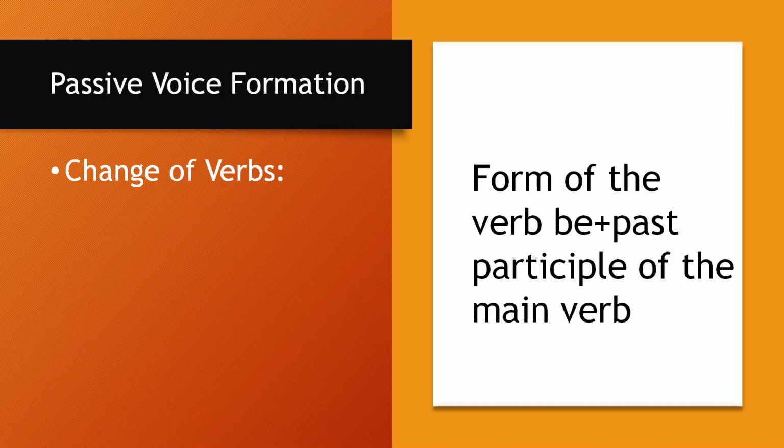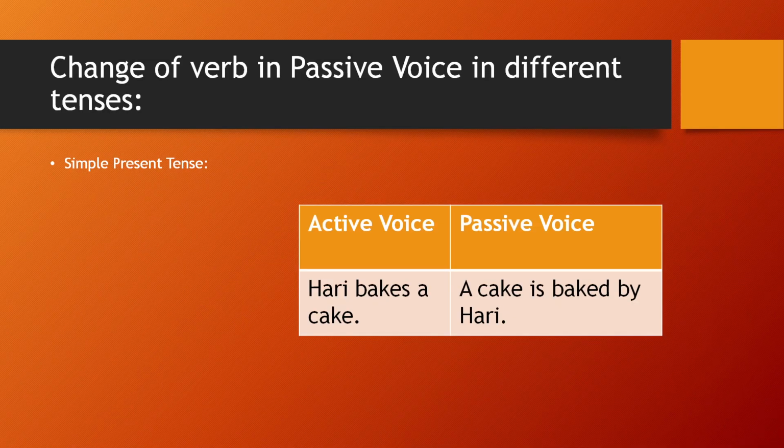Now, let us look at this table. This will make the entire process of changing from active voice to passive voice very easy for you all. Now let us look at the very first tense, simple present tense. Let's take the example, Hari bakes a cake. This is active voice.